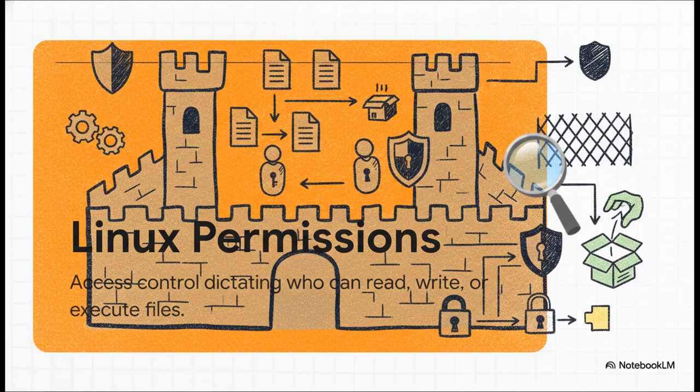Inside the walls of our fortress, we need strict order. And that order is maintained by the Linux file system structure and, most importantly, permissions. Permissions are the critical access control mechanism. They dictate exactly who is allowed to read, write, or execute specific files. Alongside process management, which is controlling what programs are actively running, and package management, controlling what software is installed, permissions ensure that even if someone manages to sneak inside the walls, they are severely restricted in what they can actually touch or alter.